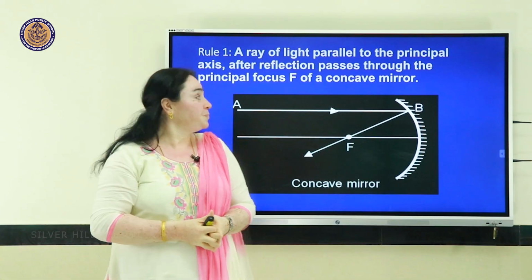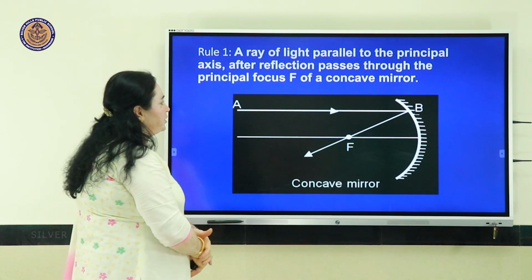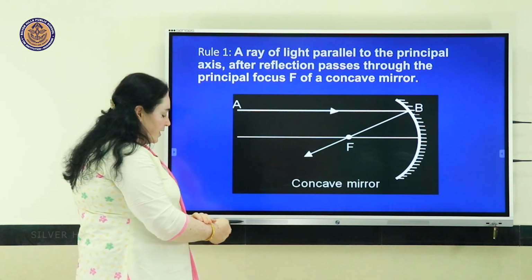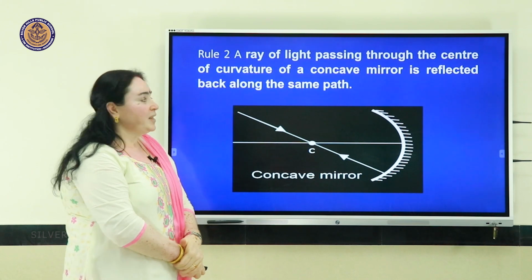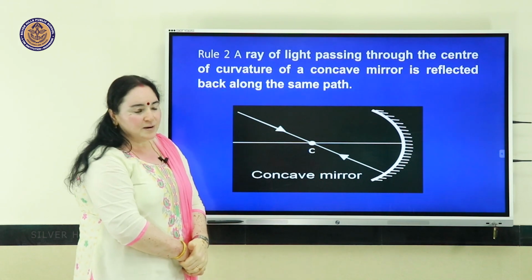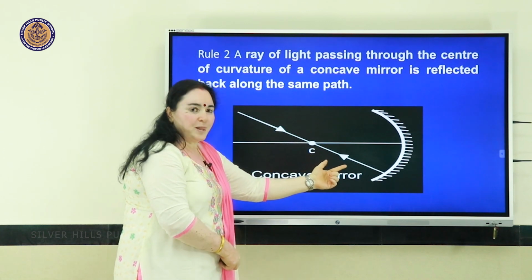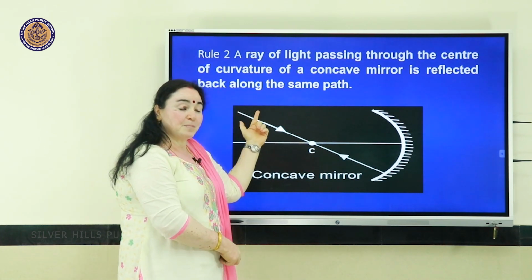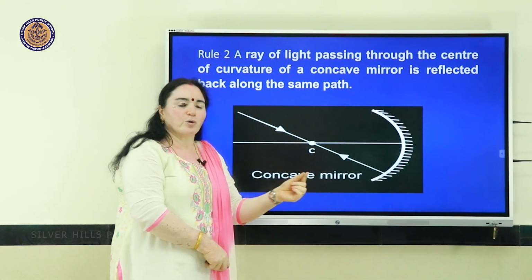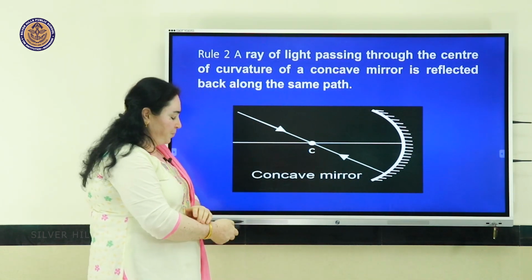The first rule, a ray of light parallel to the principal axis after reflection passes through the principal focus of a concave mirror. Next is rule number 2. A ray of light passing through the center of curvature of a concave mirror is reflected along the same path. You could see the arrowheads. This is actually like a ray of light is passing through the normal. So, the angle of incidence is 0, the angle of reflection also becomes 0, and that is what the principle of this rule actually is.